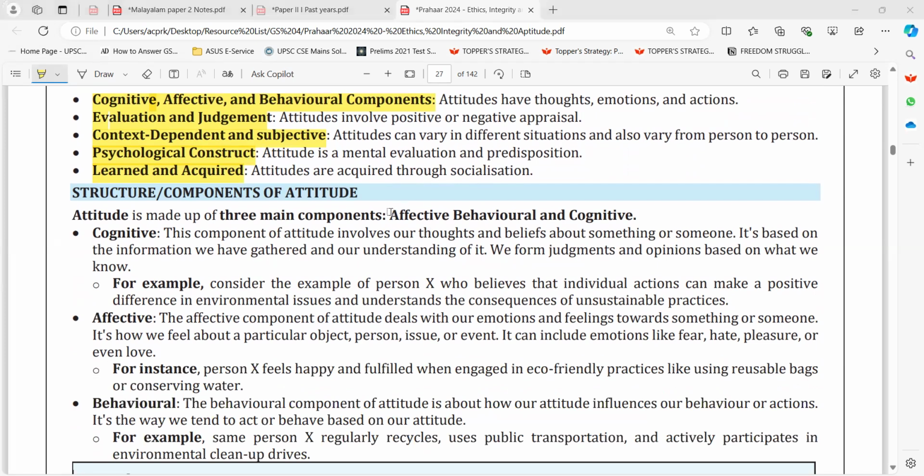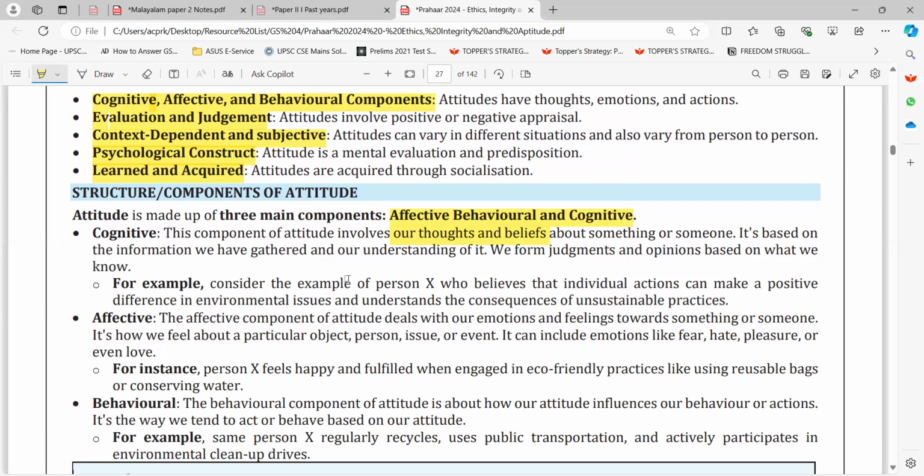affective, behavioral, and cognitive. First one is cognitive. This component of attitude involves our thoughts and beliefs about something or someone. It is based on the information we have gathered and our understanding of it. We form judgments and opinions based on what we know.